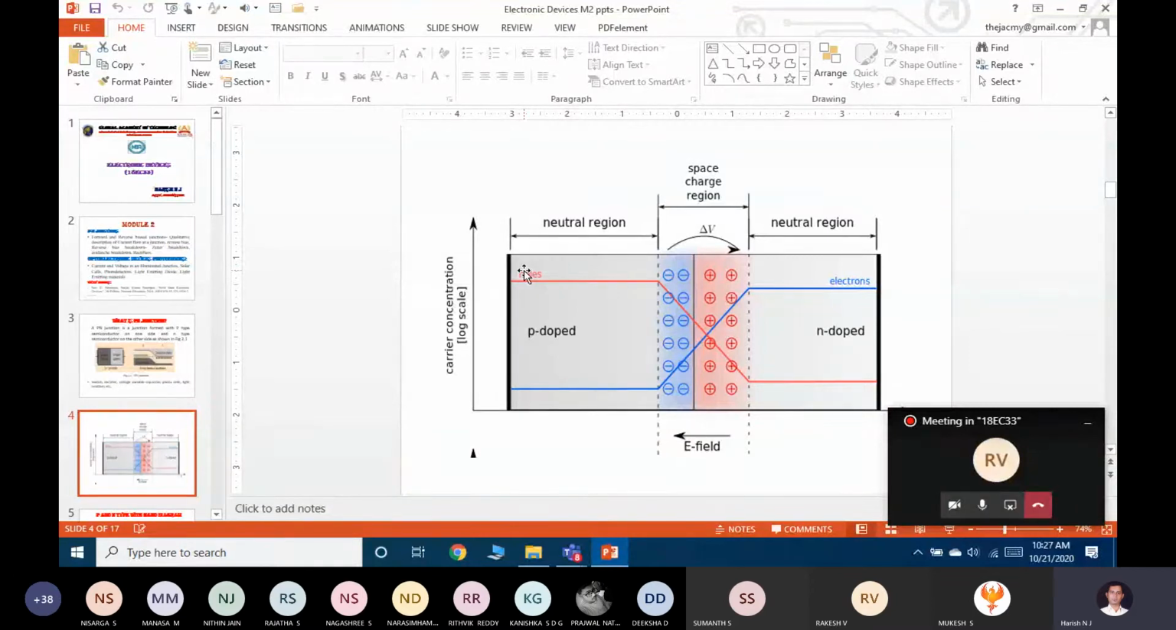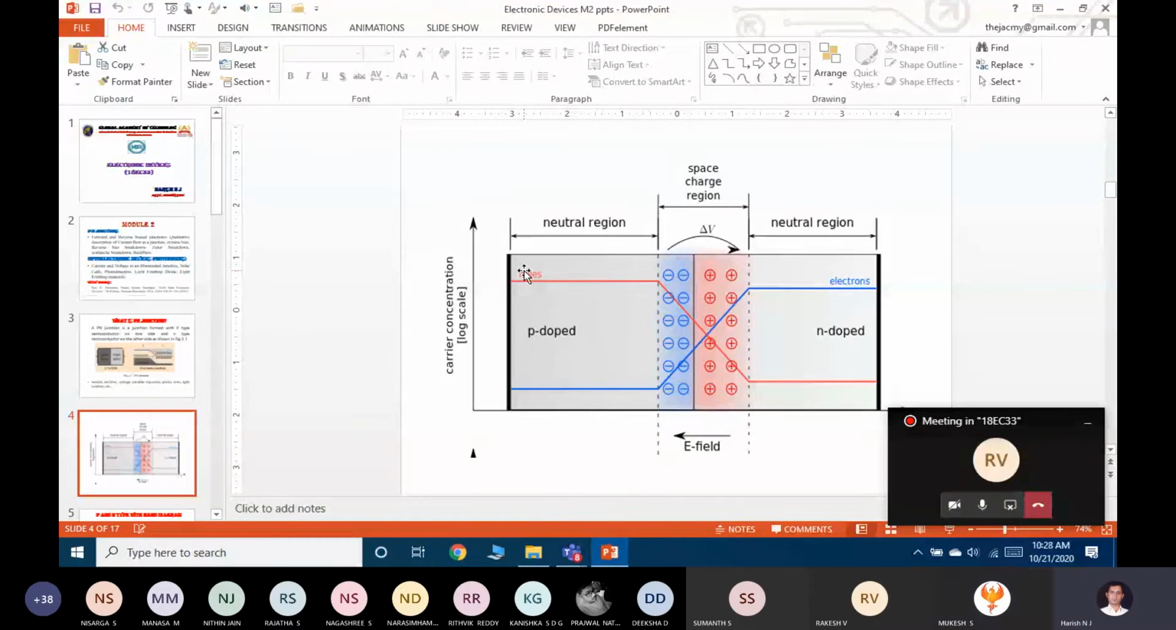Correct. So when we join the P-type and the N-type, only then will the PN junction diode be formed. Hence, I am going to join the P substrate and the N substrate. The P substrate is on my left side and the N substrate is on my right side. Correct. So when I join these two, what phenomena will happen in that particular junction? Only these things I want.